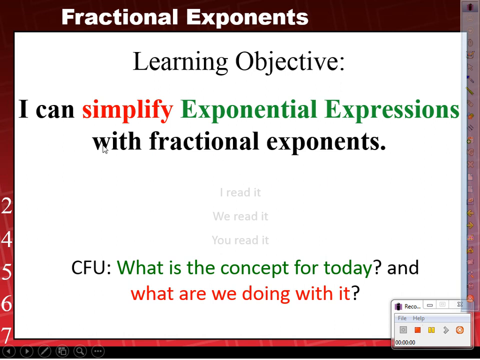Okay, our objective for today: I can simplify exponential expressions with fractional exponents. Let's read together, 1, 2, 3. I can simplify exponential expressions with fractional exponents. So we're still on the same concept, and I asked you guys to set up your Cornell notes yesterday, right?